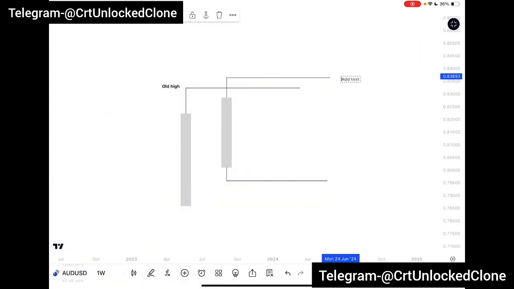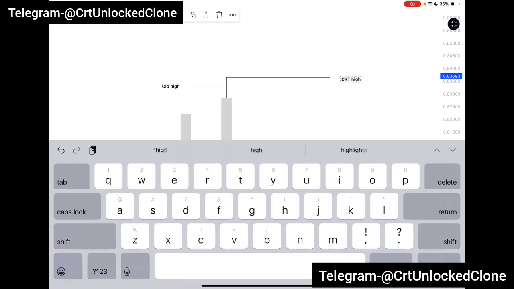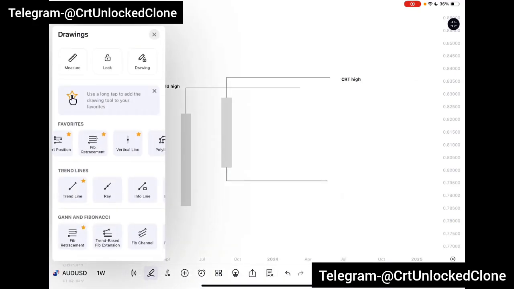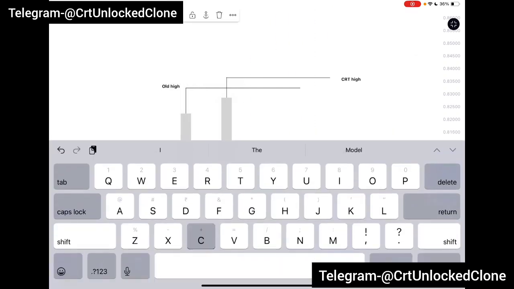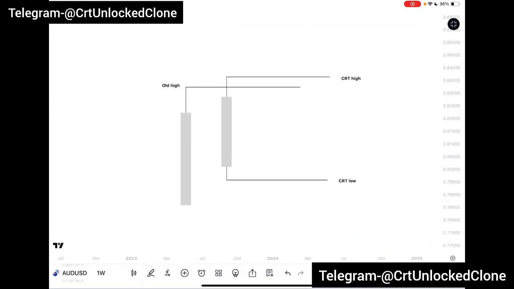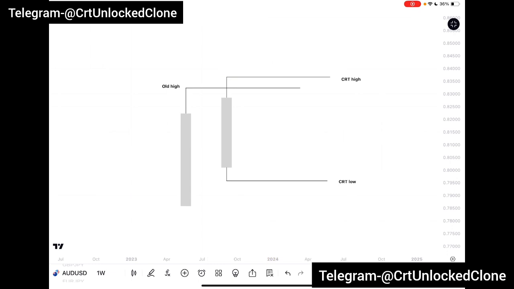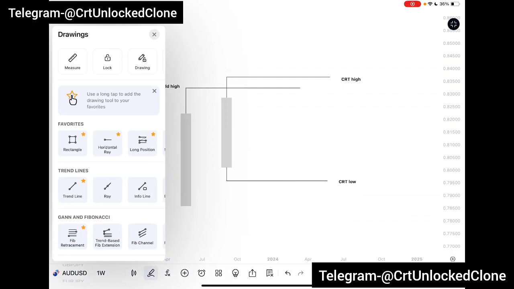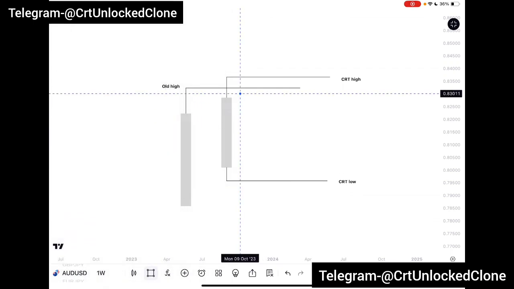So now I will write it. This is the CRT high, and then this is the CRT low. So now this is our CRT high and CRT low, and next what will come? I know you guys have guessed it. The second candle is the manipulation candle.